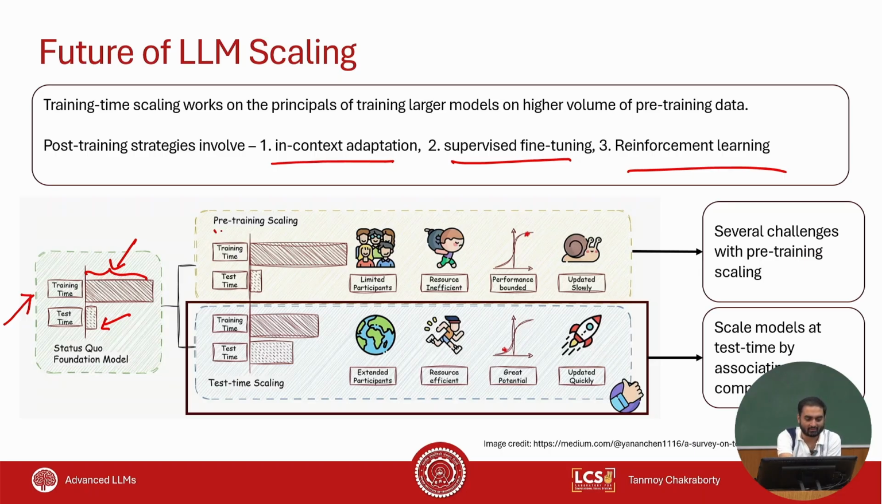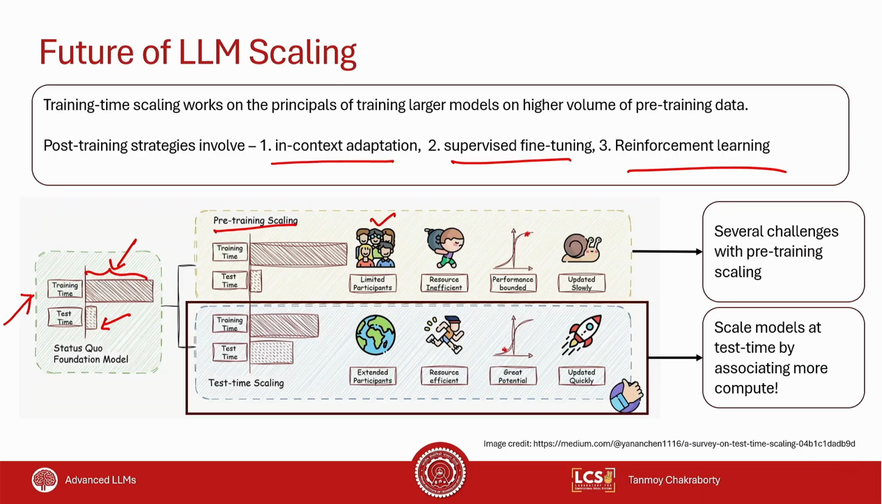So if you follow the traditional approach, pre-training scaling, the participation across the globe would be limited. Why? Because people really do not have enough compute, right? If you ask me to focus more on training, I don't have compute, so I won't be able to participate. Who will participate? Those who have access to huge data, huge resources, right?